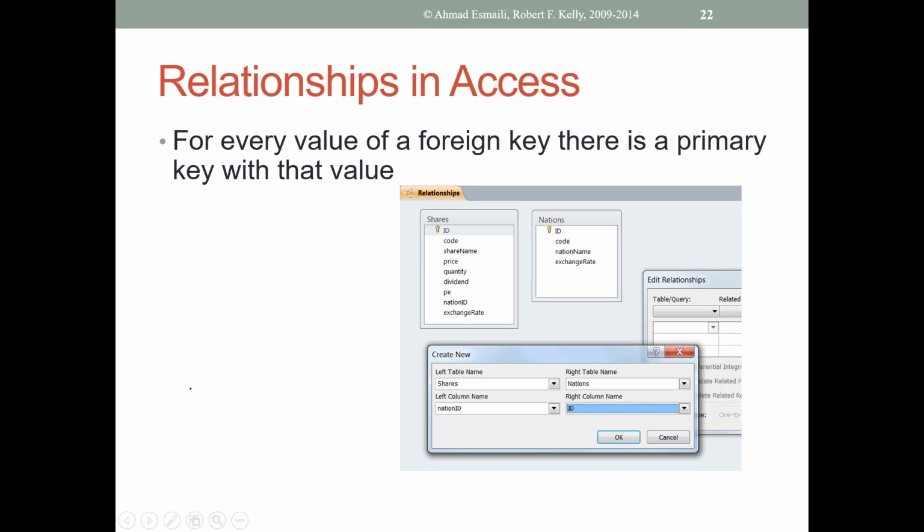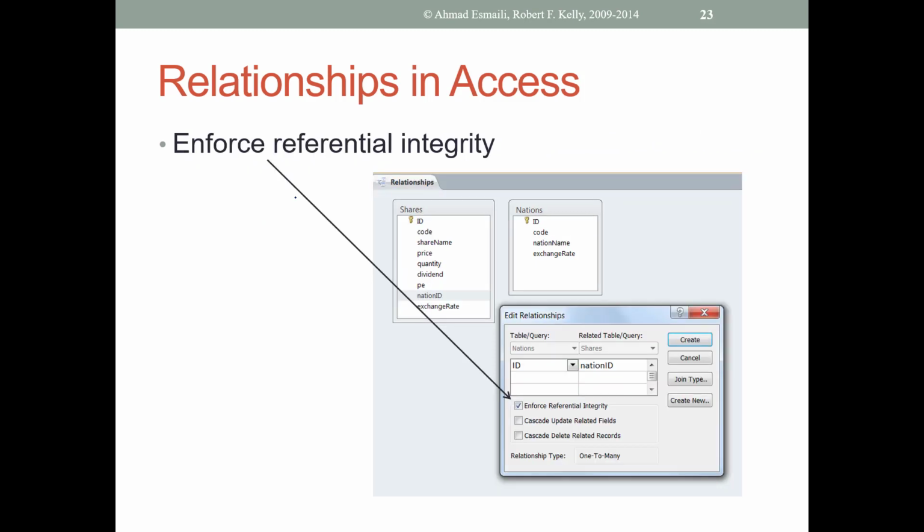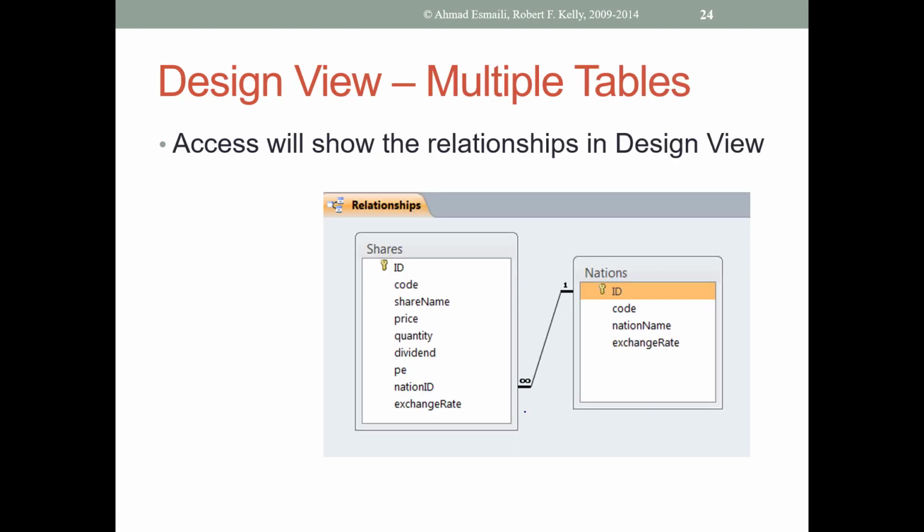For every value in the foreign key there is a primary key with that value, which will be enforced through the referential integrity constraint. Alright, so you should enforce the referential integrity constraint, and that's how ultimately you will see the relationship.